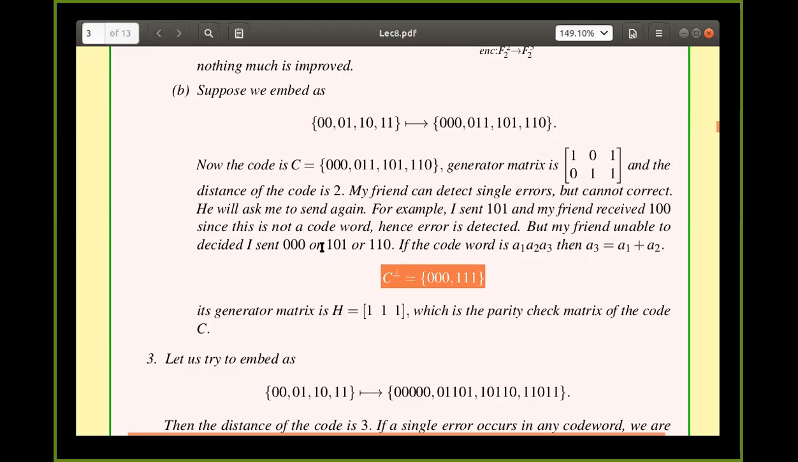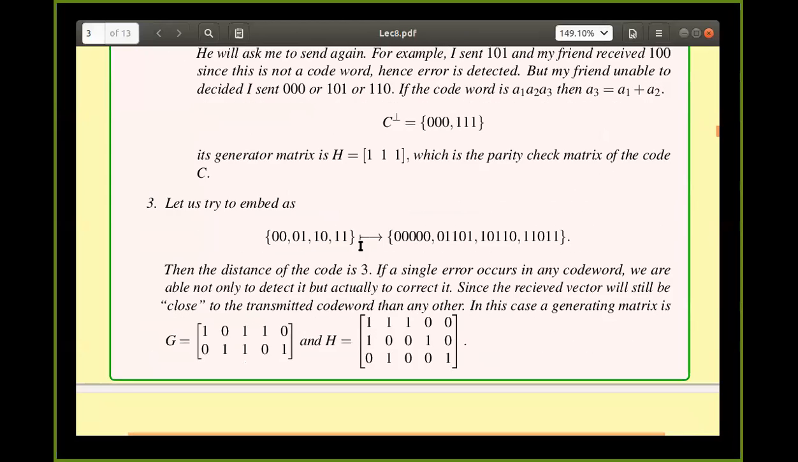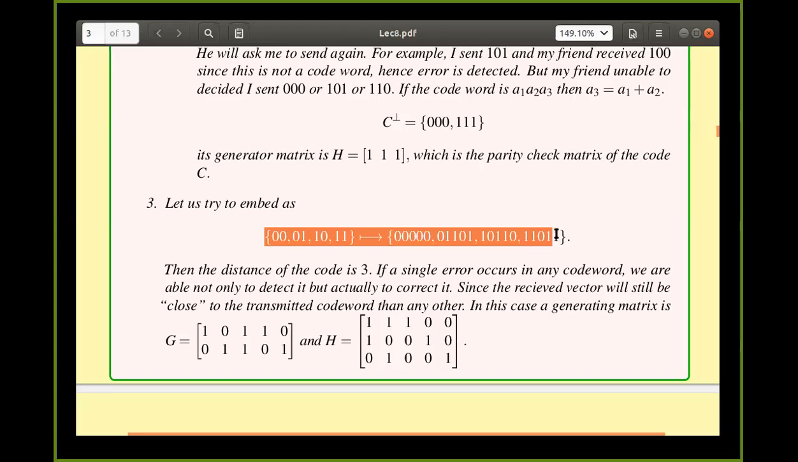So now one more example for more clarity. Let us say now 00, 01, 10, 11. I map it to here. Somebody can help me: what am I mapping from where to where? What is the encoding map, from where to where? Yes, please. Any one of you.